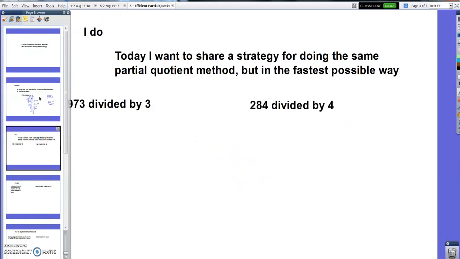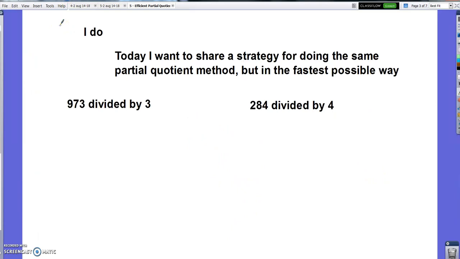What I want to do today is talk about how to do that the fastest possible way, which is going to be helpful when you learn your next strategy to divide numbers like this, because you're going to have to know kind of how this works to do that. So I'm going to do some here for you, and I'm going to talk through how to do it really efficiently. So this is I do, so put your notes aside and just kind of pay attention with me.